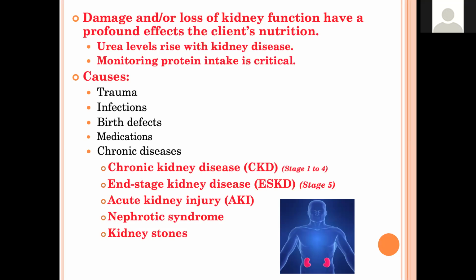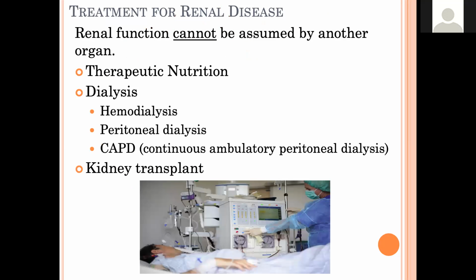So what are some causes of kidney damage? Well, trauma, infections. You can be born with certain types of kidney diseases. Meds can damage the kidney. Chronic diseases include CKD, ESKD, AKI, nephrotic syndrome, and kidney stones. Okay, there's our treatment, right?